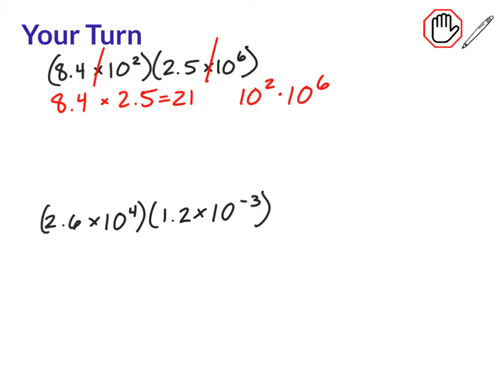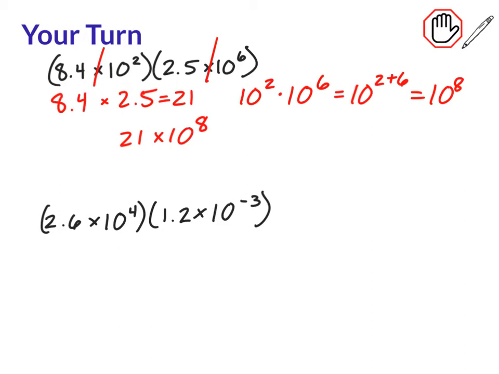And then 10 to the power of 2 times 10 to the power of 6, I'll use my product of powers rule, so this becomes 10 to the power of 2 plus 6, or 10 to the power of 8. My answer so far is 21 times 10 to the power of 8. But I need to write this in scientific notation, which means that my number out front has to be between 1 and 10. 21 is greater than 10.